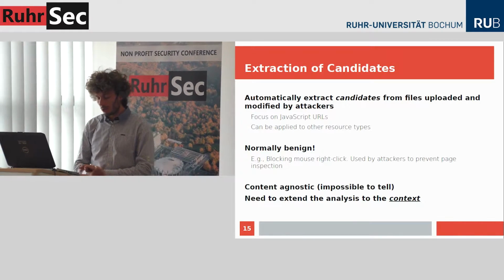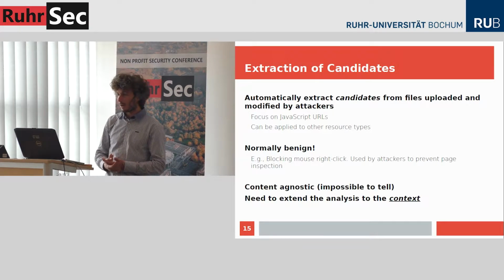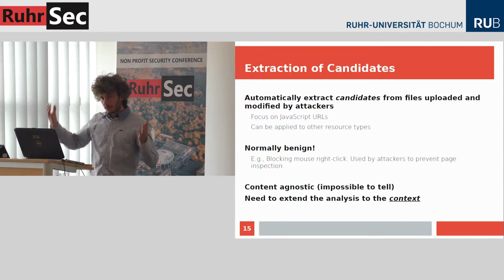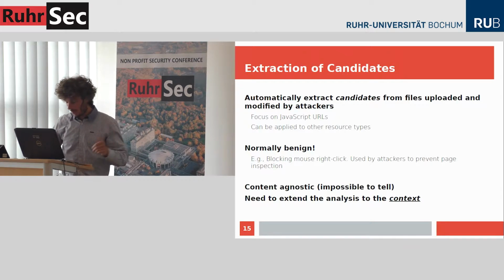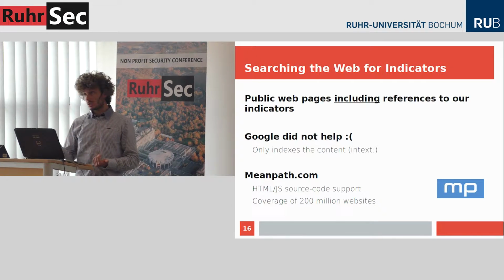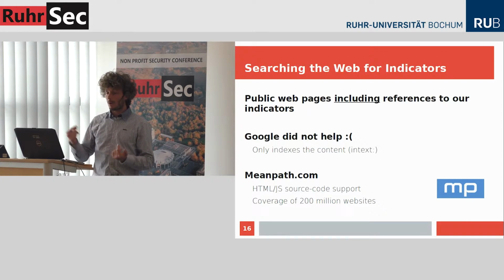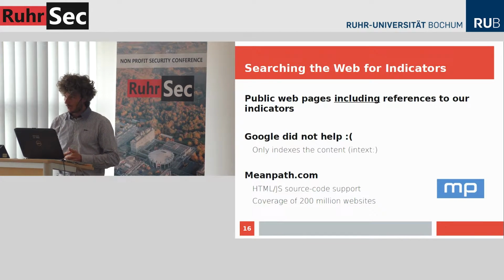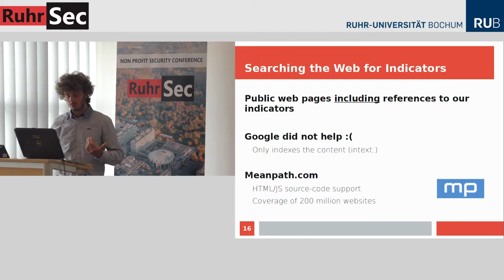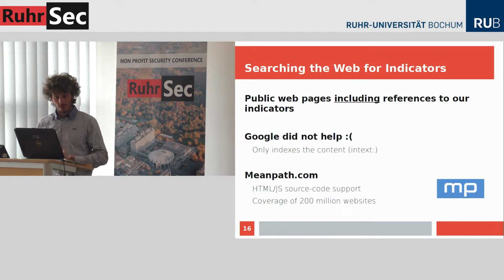So it's very difficult, by looking at the content, to understand whether this is a valid indicator of compromise or not. What we have to do is extend the analysis to the context around this JavaScript URL. So we look for public web pages that include a reference to our indicator. We have this web honeypot, we extract these JavaScript URLs, and then we look over the internet for all those pages that include a reference to our JavaScript URL.